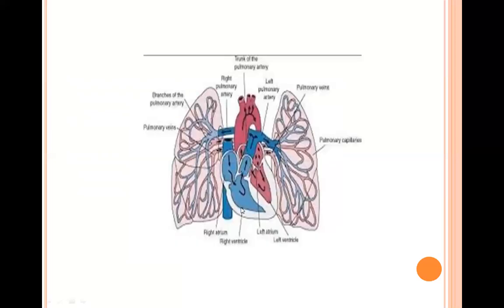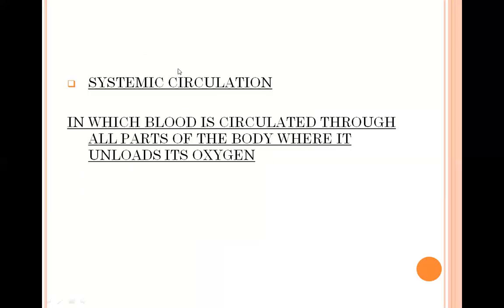There is one more picture. This is deoxygenated blood going towards the lungs to get oxygenated, and then the lungs give back the oxygenated blood to the heart. This is pulmonary circulation. Then there is one more circulation.